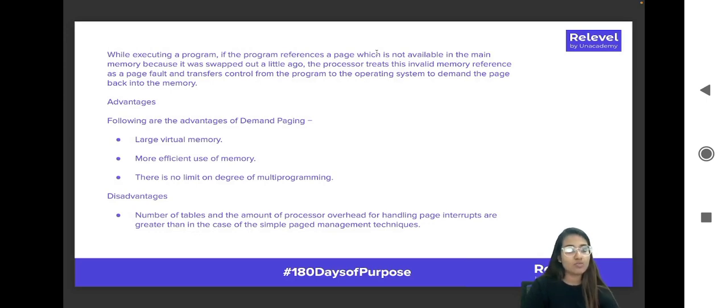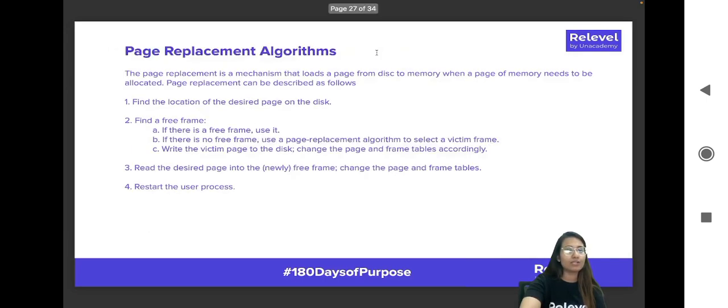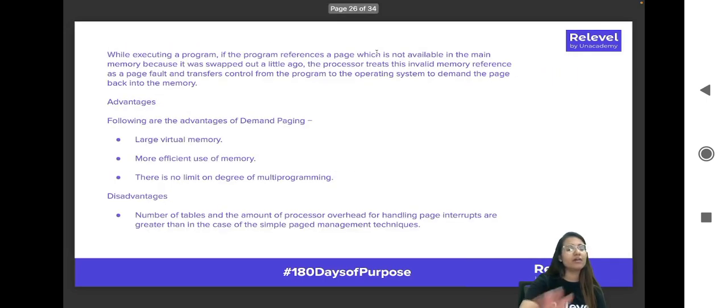In this case, the processor treats this invalid memory reference as a page fault and directly transfers the control from the program to the operating system, to make sure that the page we are demanding comes back into the memory. This way of paging processes in and out of the memory is tackled by different page replacement algorithms, which we will talk about in the next video.